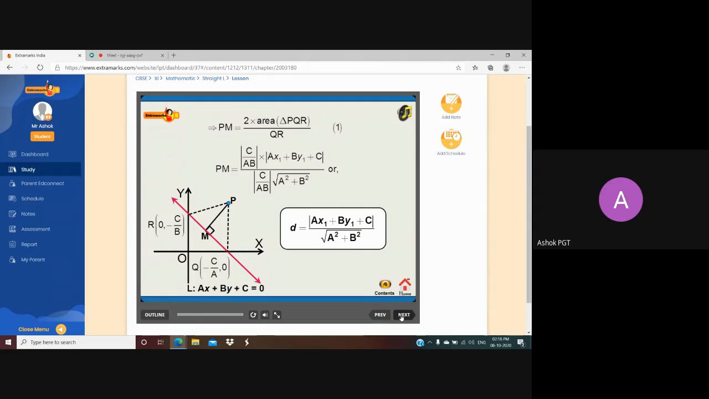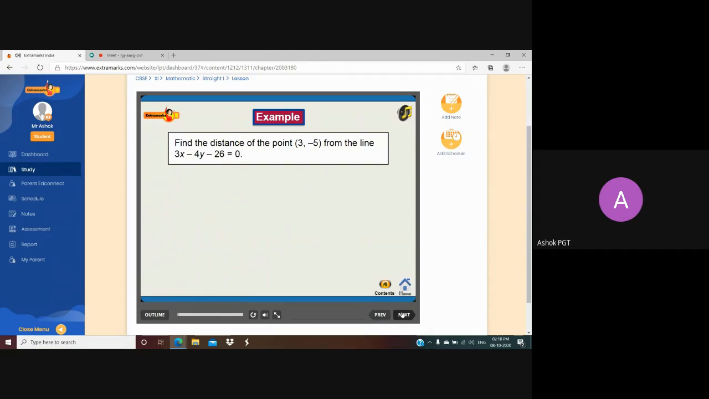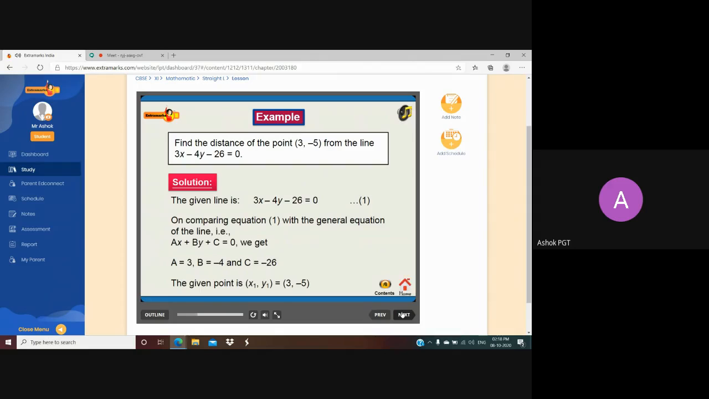Students, are you clear now? Yes, sir. Okay, let's take an example. Find the distance of the point (3, minus 5) from the line 3x minus 4y minus 26 equals 0. Solution. On comparing the given equation with the general equation of the line, we get a equals 3, b equals minus 4, and c equals minus 26.